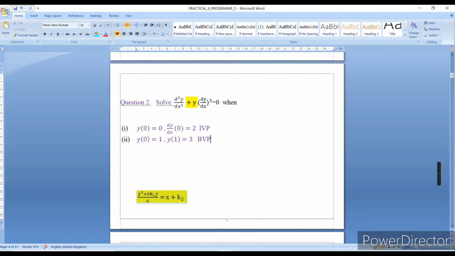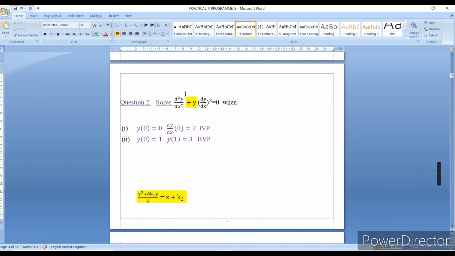I already solved this differential equation: y cube plus 6 k1 y by 6 is equal to x plus k2. As this is a second order differential equation, there will be two constants, k1 and k2. You can differentiate this and eliminate the constants k1 and k2, and again you will obtain this differential equation. You can verify, as you did in class, the differential equation corresponding to this curve is question number 2.